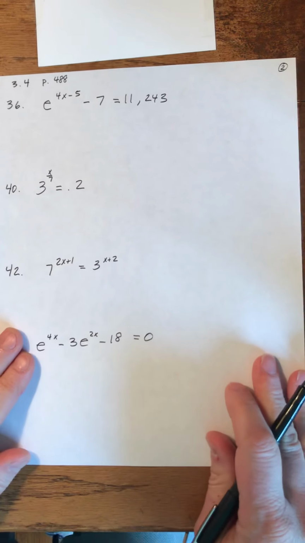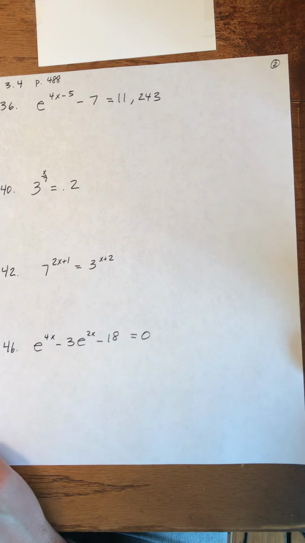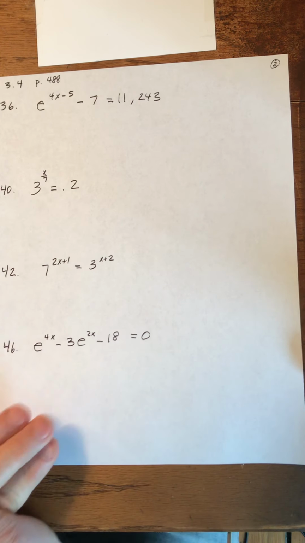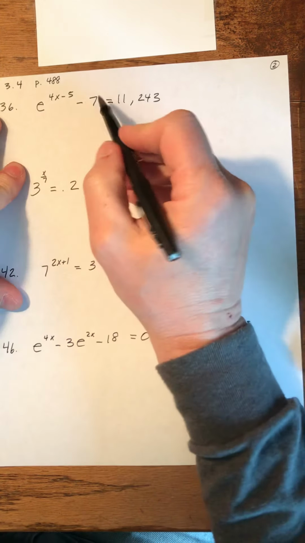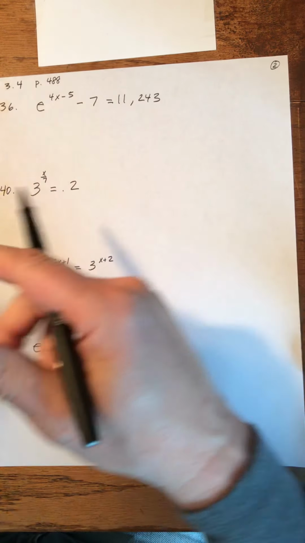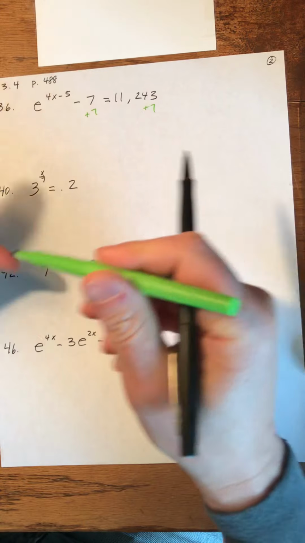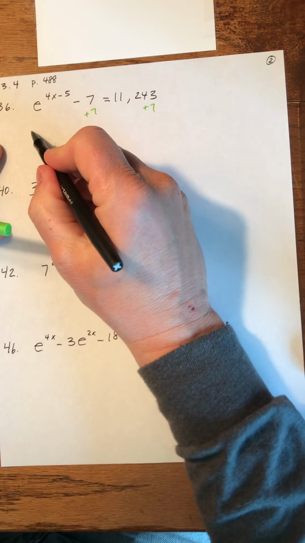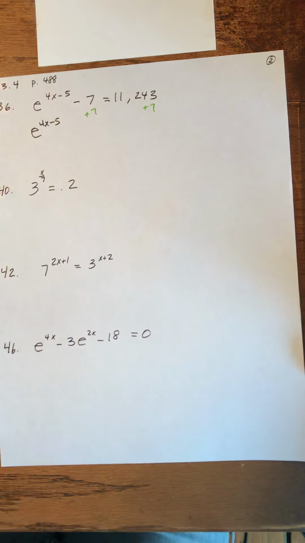And we're only at 10 minutes, so that's okay. This one here, this is ugly, this problem, number 36. What I want to do is try to simplify it and always solve for the ugly part. So I'll just add a 7 to both sides. I'm going to add a 7 over here and a 7 over here to try to isolate this ugly part of the equation, which is e to the 4x minus 5.